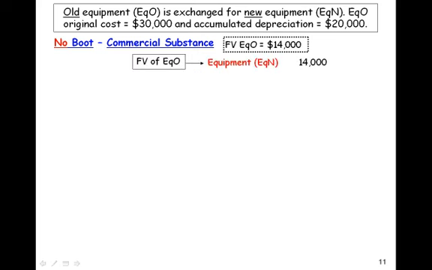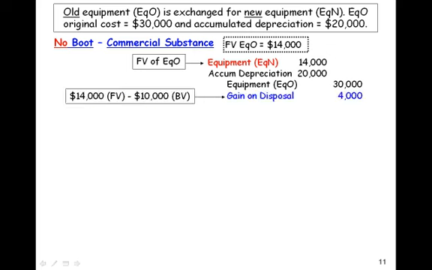The new equipment is recorded at the fair value of the old equipment. The old costs and accumulated depreciation are taken off the books. This removes the book value of $10,000, and a gain of $4,000 is recorded.